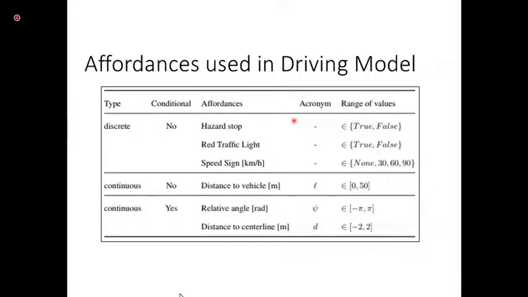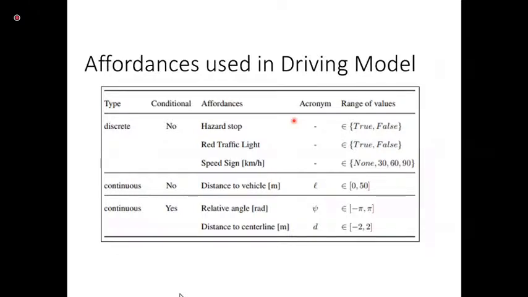Then there is the red light. You have to predict whether the red light is true or false. If there is a red light and the signal is red, then it is true. Otherwise, it is false. So it has to detect whether there is a red light, and if there is, it should detect whether it is actually red or green. If it is green, then it should also predict false.